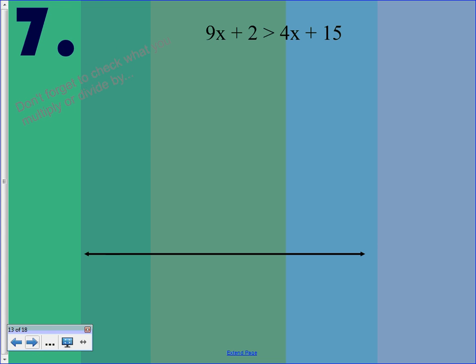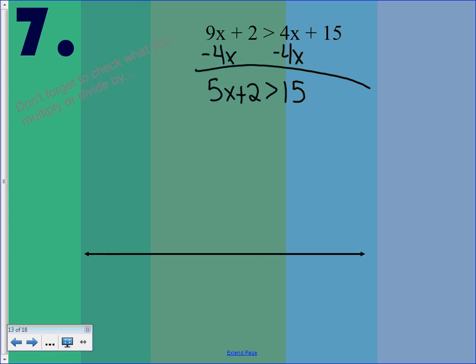Okay, I'm going to get you started on number 7. On number 7, you're going to subtract 4x from both sides, and then you're going to get 5x plus 2 is greater than 15. So I got this far. What I want you to do is finish up that inequality, and then I want you to graph it.